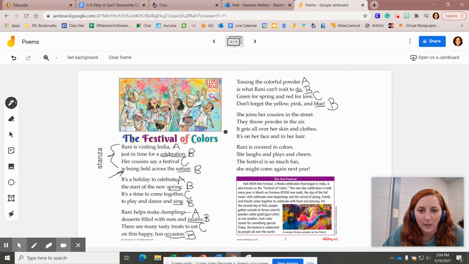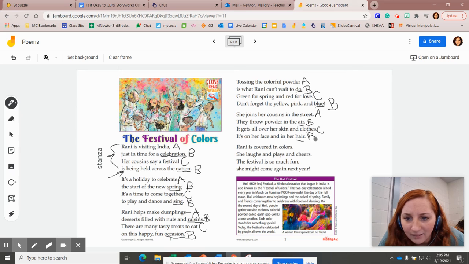All right, we'll go through these quick. She joins her cousin in the street. They throw powder in the air. It gets all over her skin and clothes. It's on her hair. It's on her face and in her hair. Street, air, clothes, hair. Which one of those rhyme? Good. Air and hair. So this would be, again, A, B, C, B. Like I said, usually if you find that first stanza's rhyme scheme, you'll be able to find it with all the other stanzas.